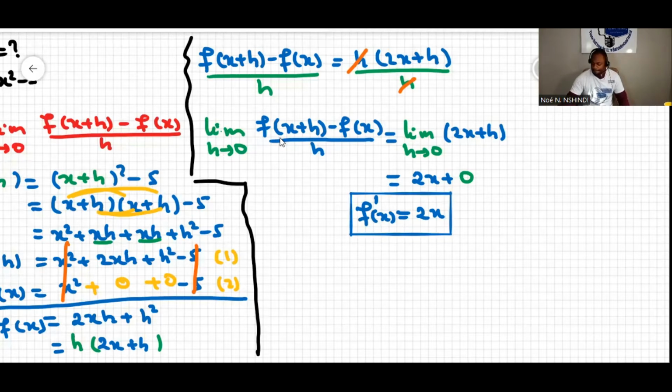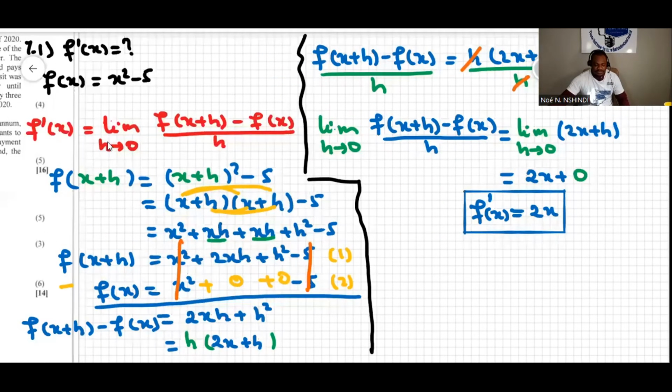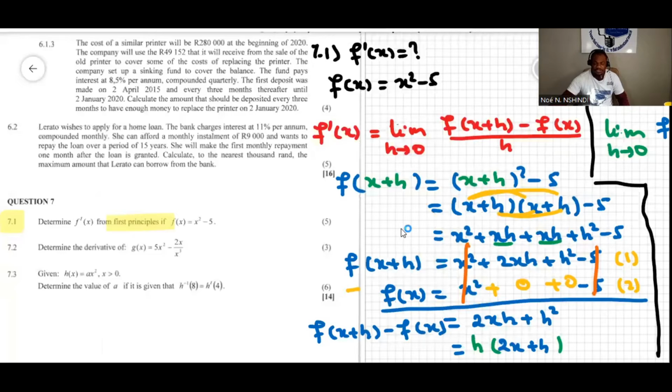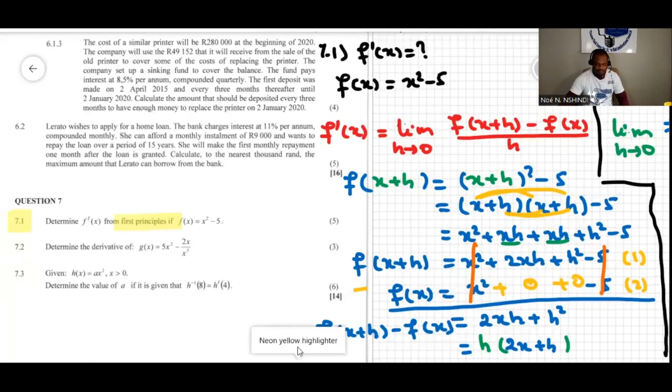Because f prime of x is just the limit of this. So we have the limit of this, that's f prime of x. Now, the following question is question 7.2. The question says: determine the derivative of g of x, and g of x is given by 5x squared minus 2x over x to the power of 3.